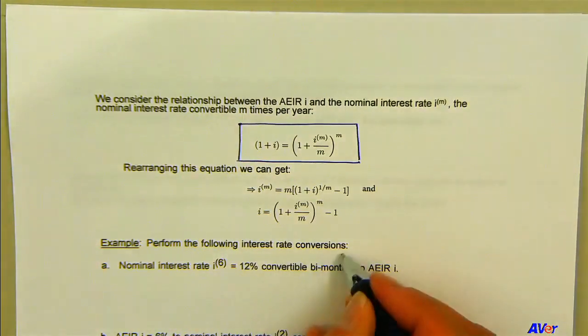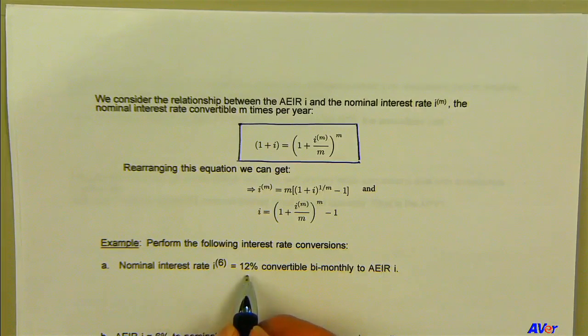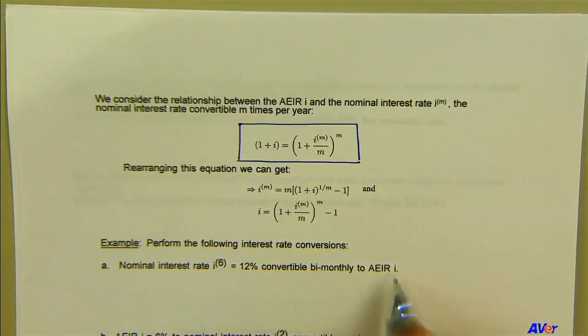Perform the following interest rate conversions. Nominal interest rate i6, look at this, they're going to convert 6 times a year, equals 12%, convertible bi-monthly. Convert that to i. You're just going to plug in, right? And the next one. Annual effective interest rate i equals 6% to nominal interest rate i2, convertible semi-annually.